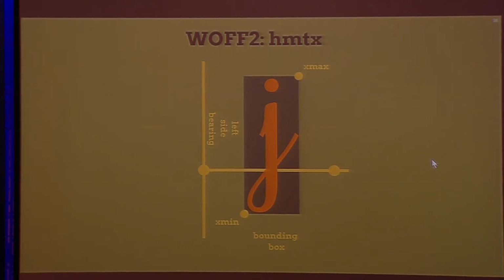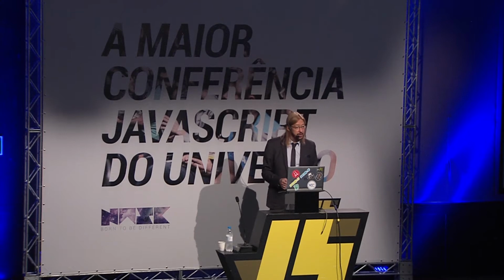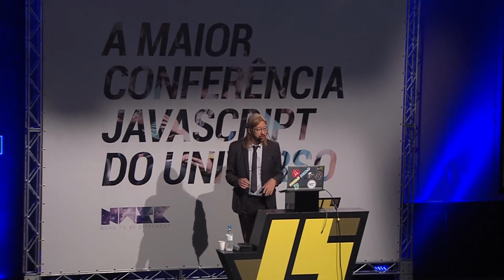And you'll notice there's this thing called left side bearing, which I've drawn in there, which is the distance between this vertical line and the beginning of the ink, which is exactly the same as xmin. Well, you don't have to store them both, they're the same. So we just throw them away. In WOF, we throw away all the left side bearings and then say, just copy this other number from here.